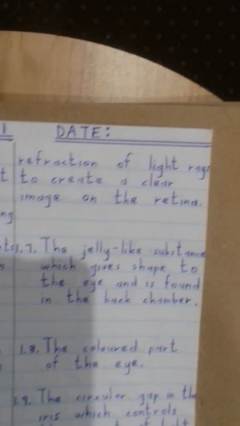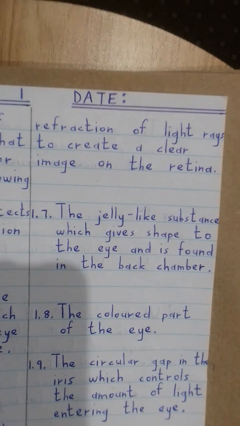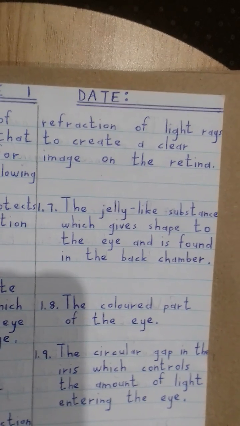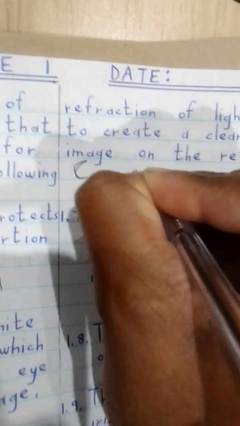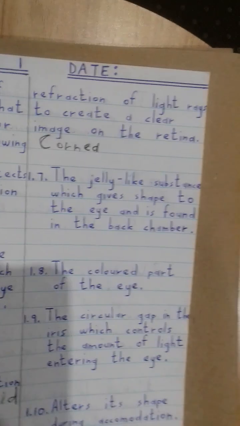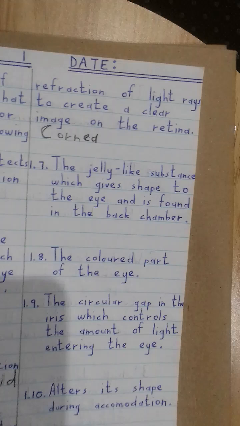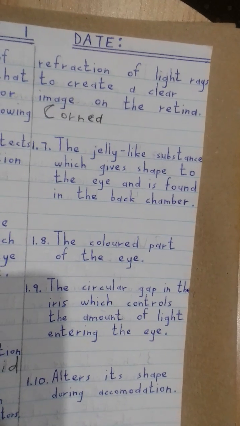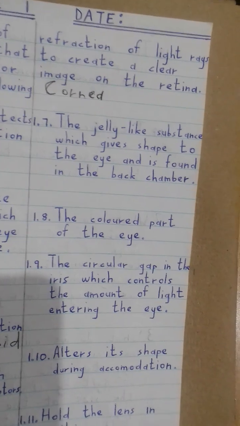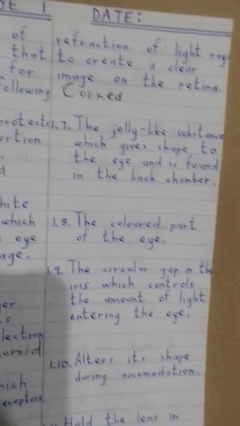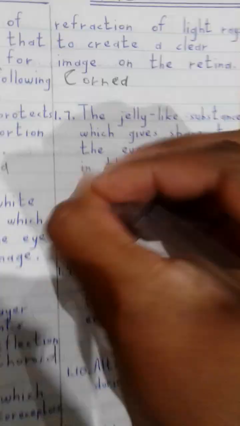1.6, responsible for the refraction of light rays to create a clear image on the retina. Now, it is important to note that it is the cornea which has the greatest refractive power and not the lens. The lens is important in accommodation. 1.7, the jelly-like substance which gives shape to the eye and is found in the back chamber. Remember, the jelly-like substance is the vitreous humor.